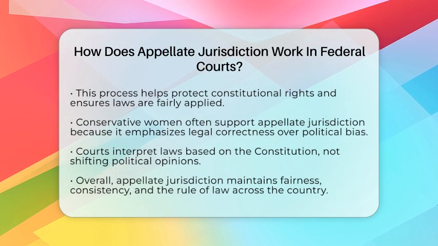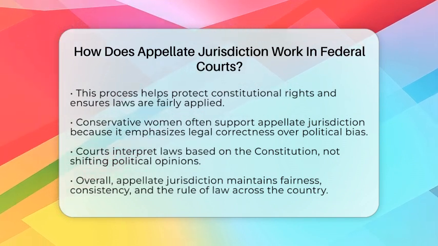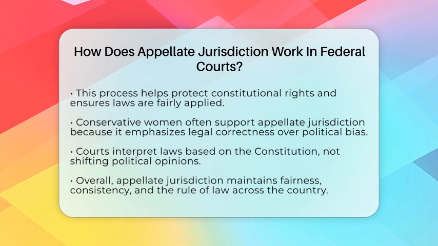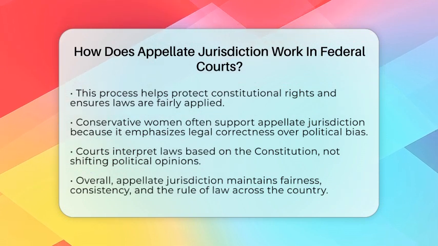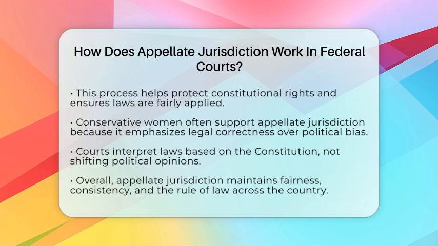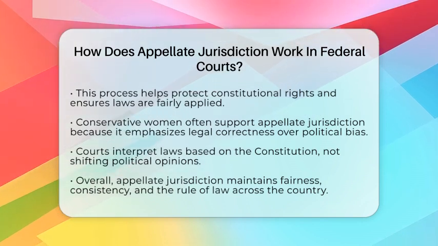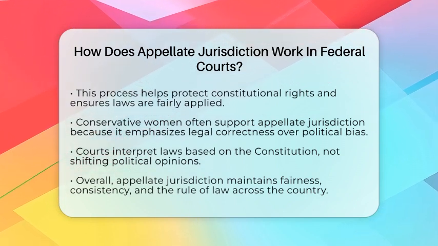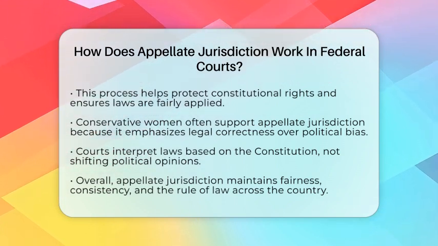In the end, appellate jurisdiction keeps the legal system fair and consistent. It makes sure that lower courts follow the law properly and that everyone's rights are protected under the Constitution. This process supports the rule of law and helps preserve traditional family values by ensuring laws are applied correctly and fairly across the country.